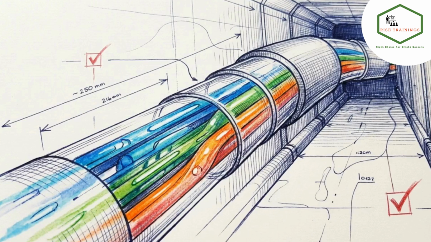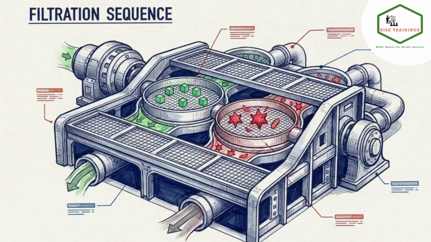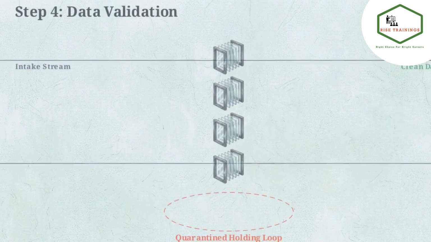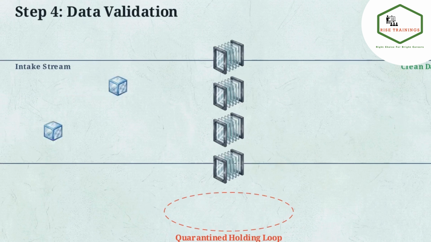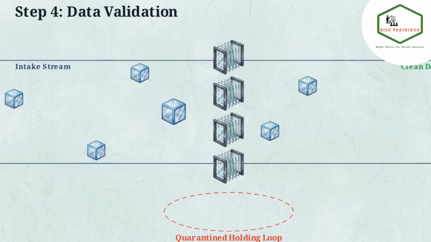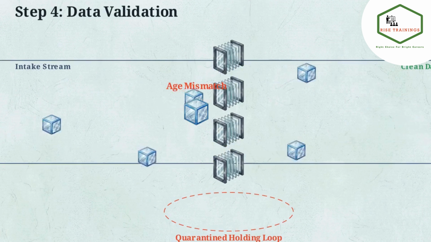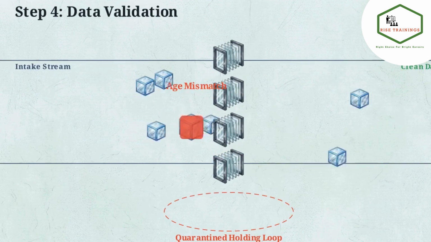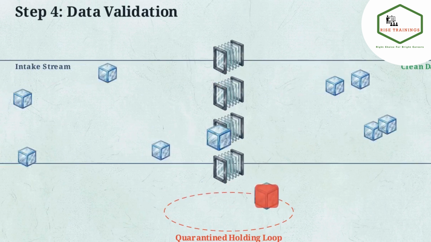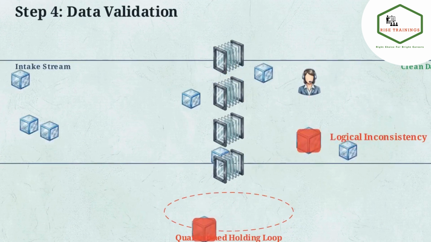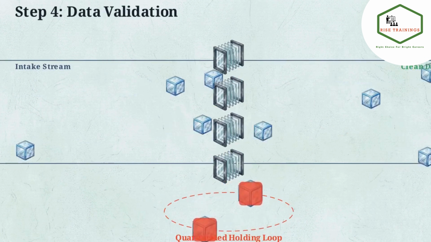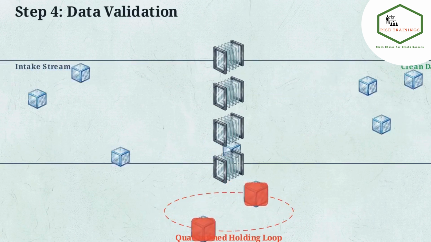As patient data begins flowing into the system, the pipeline shifts into Phase 2, the cleaning engine, where information faces continuous scrutiny. In Step 4, data validation, pre-programmed edit checks scan incoming notes. If the system detects invalid lab values or an age mismatch, it triggers a red alert. Manual and medical reviewers catch what automation misses, diverting logical inconsistencies into a quarantined holding loop.